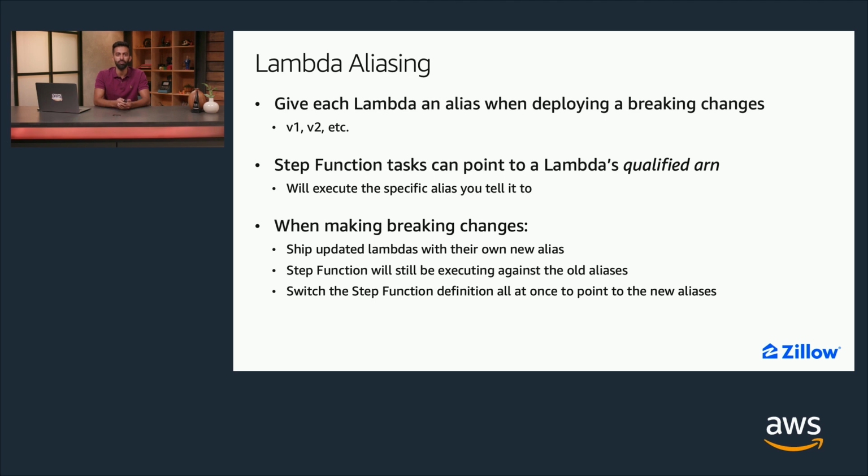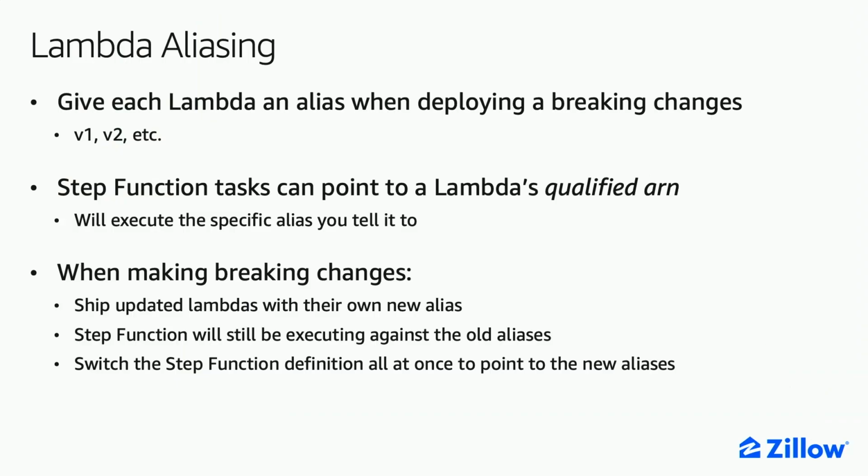If you have v1 deployed for your lambdas and you wish to make a breaking change to your data schema, instead of having to deal with backwards compatibility, you can make an atomic switch of your step function. How this works is you ship all of your lambdas with a new alias. In this case, we'll call this alias v2. Your step function will still be executing its current definition, which is pointed to v1 of all of your lambdas. Once all of your v2 versions of your lambdas are shipped, you can then change your step function definition to point to the v2 lambdas all at once, allowing you to create an atomic deploy without any backwards incompatibility issues.